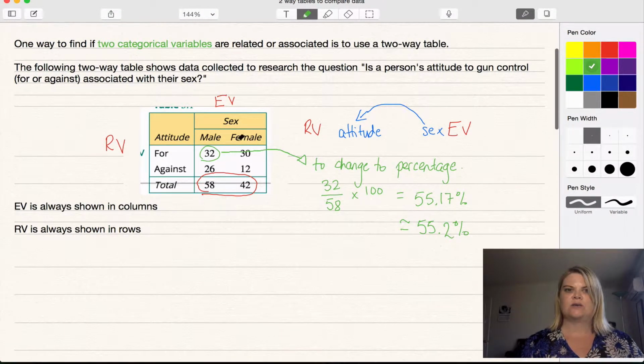You need to now go through and change each of these numbers into a percentage. Make sure when you do the female category, it's 30 out of the total females, which is 42. So you should have 4 percentages in there, and these percentages should add up to 100% as well. Pause the video now and try that for yourself.